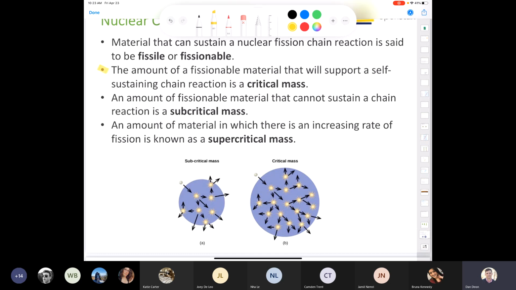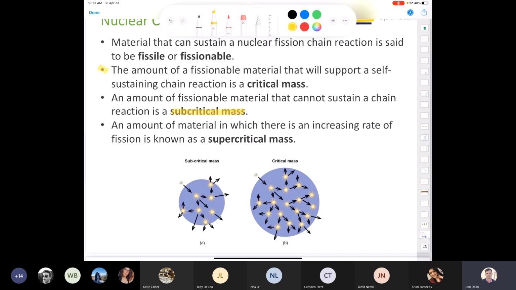Now, you might be thinking, and this is what I thought the first time I heard this when I was a university student, well, jeepers, why does that even matter? I thought that if you have uranium and you hit it with neutrons, you're going to make energy. But hold on. You have to have a certain amount. Now, why would that be? Because if you have an amount that's too small, it doesn't sustain the chain reaction. That's called a subcritical mass.